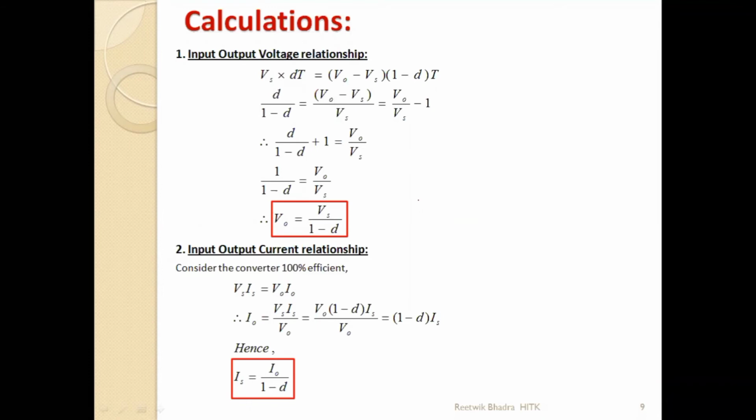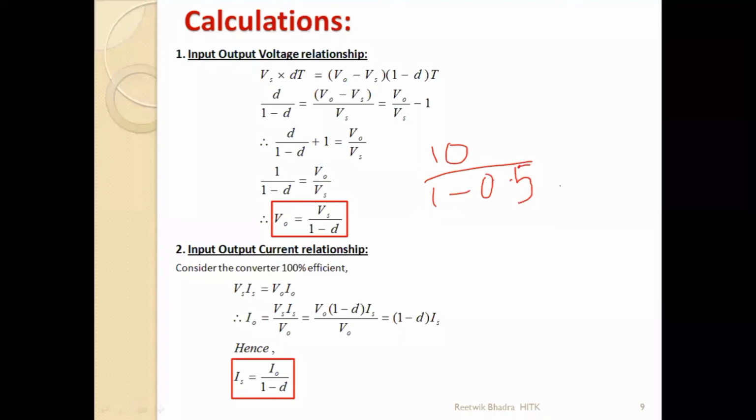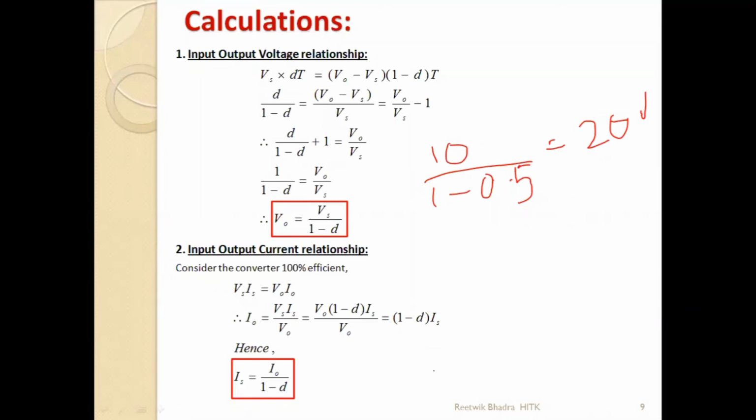Now if you take any value of Vs, like last day, suppose Vs is 10, and d cannot be greater than 1, so take any value. Suppose I'm taking 0.5 for easy calculation. So 1 minus 0.5 gives you 0.5. So 10 by 0.5 gives you how much? 20 volt. So from 10 volt to 20 volt, you are increasing the value. So it is a step up converter. This is a very important relationship: V naught is equal to Vs by 1 minus d.